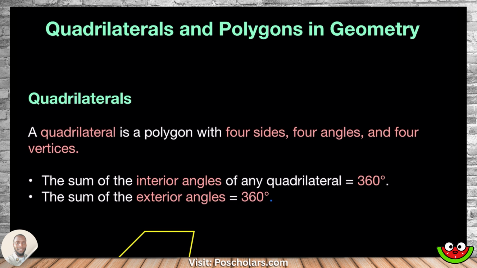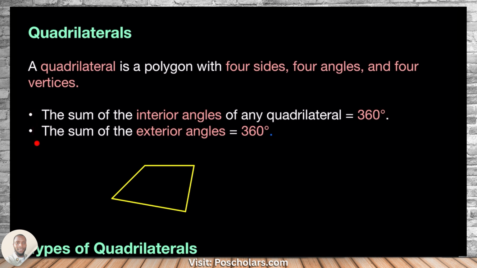So the first subtopic is quadrilateral, right? A quadrilateral is a polygon with 4 sides, 4 angles, and 4 vertices. Two properties here are: one, the sum of interior angle of any quadrilateral is 360 degrees, and the sum of the exterior angle is also what? 360 degrees. What does that mean?